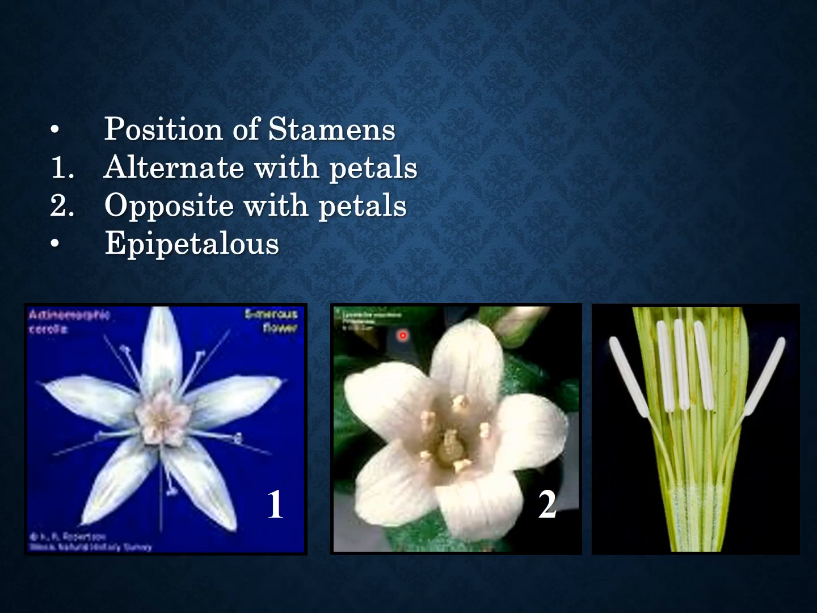Stamens can be present directly on the thalamus, or attached to the calyx tube, or attached with the corolla, that is episepalous or epipetalous respectively. In epipetalous condition, they may be alternating with the corolla lobes. So, when the stamen is attached or fused with the corolla, the condition is called epipetalous condition. And when it is alternate with the corolla lobes, the condition is called alternate epipetalous condition. And when it is opposite to the corolla lobes, it is called opposite epipetalous.